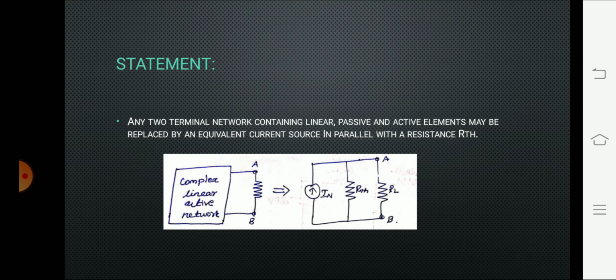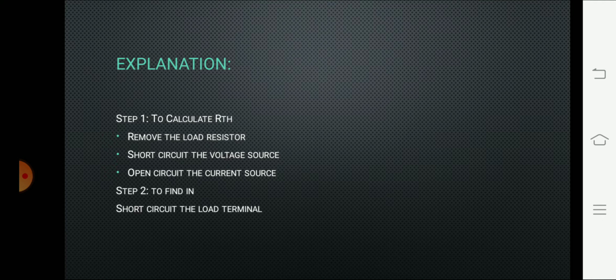Statement: Any two terminal network containing linear, passive, and active elements may be replaced by an equivalent current source IN in parallel with the resistance RTH, where IN is the current flowing through a short circuit placed across the terminal AB, and RTH is the equivalent resistance of the network as seen from the two terminals with all independent sources replaced by their internal resistance.